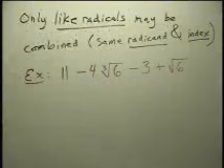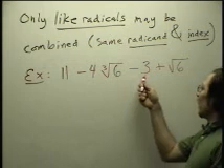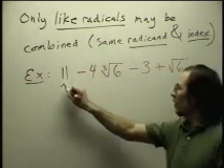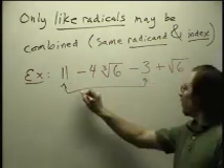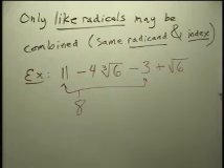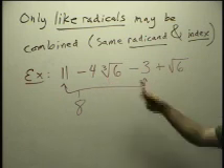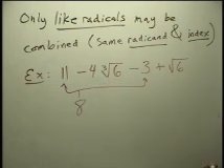Let's see another example like that. 11 minus 4 cube roots of 6 minus 3 plus the square root of 6. What are the like radicals? Well, these don't even have any radicals, so they are like. 11 minus 3 makes 8. What about these? Here we have minus 4 cube roots of 6. Here we have plus the square root of 6. Are they like? Well, 6 is the radicand for both.